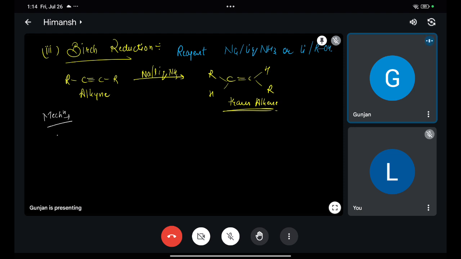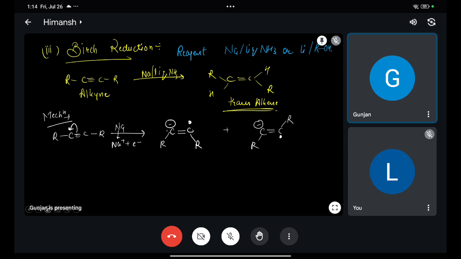See, R-C triple bond C-R, and sodium. Sodium will donate 1 electron. So here the carbon takes that electron density, and this carbon gets a positive charge. This positive charge is attacked by this electron, so we are getting R-C with a negative charge. This carbon gets a radical and R. Either you can do this, or they arrange themselves in this manner. Right? Himansh.